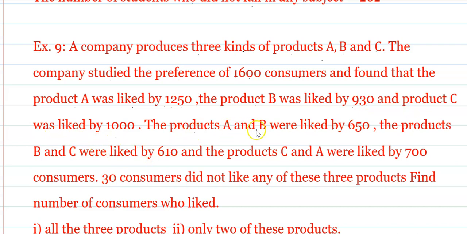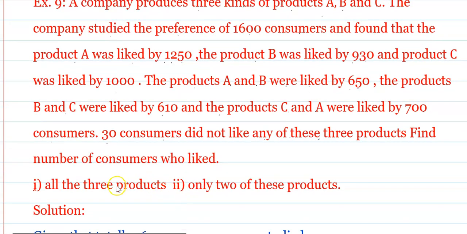The products A and B were liked by 650, the products B and C were liked by 610, and the products C and A were liked by 700 consumers. Okay, 30 consumers did not like any of these three products. Find the number of consumers who liked all the three products. Only two of these products.